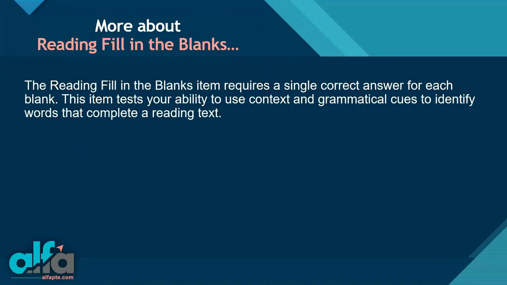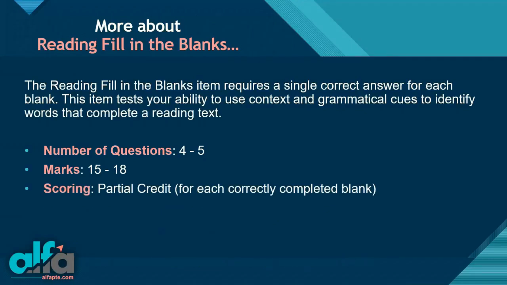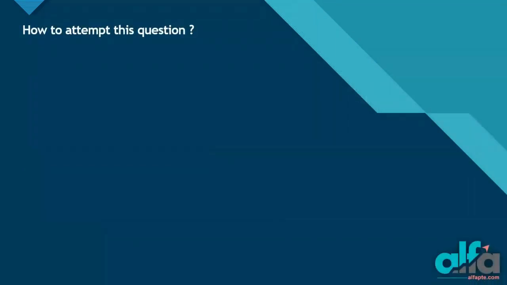This item tests your ability to use context and grammatical cues to identify words that complete a reading text. You will have around 4 to 5 questions and you will get around 15 to 18 marks approximately. I'm saying approximately because the number of marks are never the same. They keep changing according to the exam pattern. They depend on the number of questions, the length of the questions, the number of blanks, and along with that they also depend on the difficulty level of each question. So that is why you cannot say anything for sure. You'll get partial credit for each correctly completed blank, okay? So there is no negative marking, you don't have to worry about that.